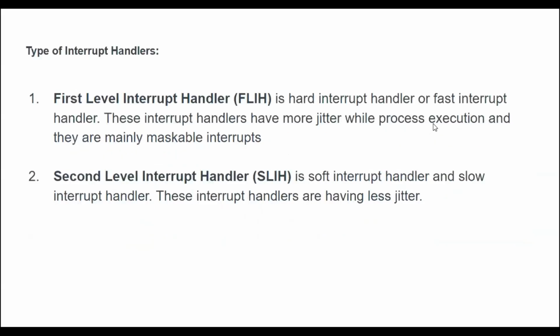We have two types of interrupt handlers. First, the first level interrupt handler, which is the hard interrupt handler or fast interrupt handler. These interrupt handlers have more jitter during process execution, and they are mainly maskable interrupts. The first level interrupt handler is a software or hardware routine that is activated by interrupt signals sent by the peripheral devices and decides based on the relative importance of the interrupts.